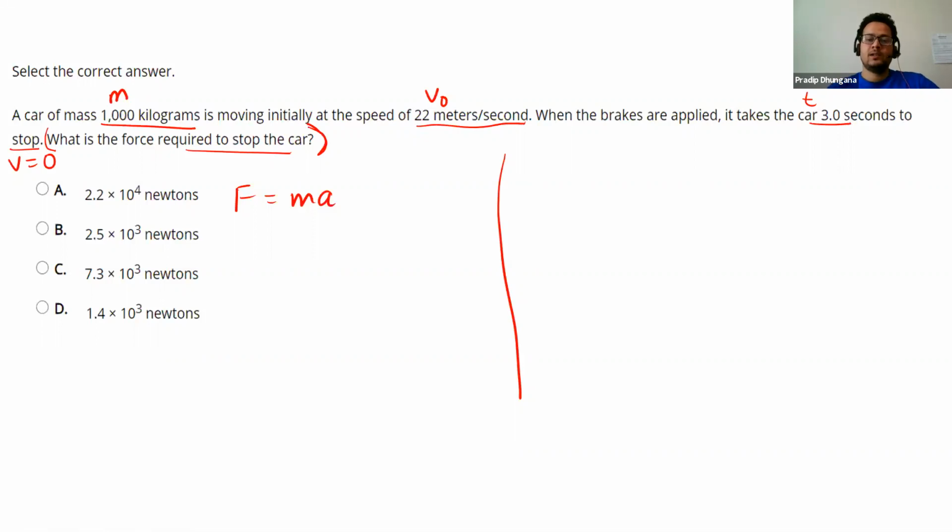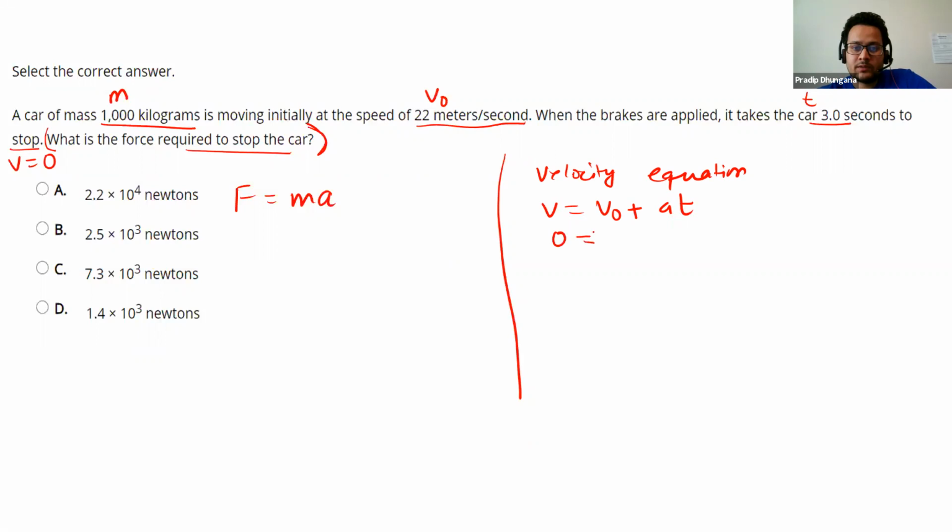Let me write on the second column. To calculate acceleration, we'll use the velocity equation. That is one of the kinematics equations: final velocity is your initial velocity plus acceleration times t. Substitute all those values and calculate acceleration.